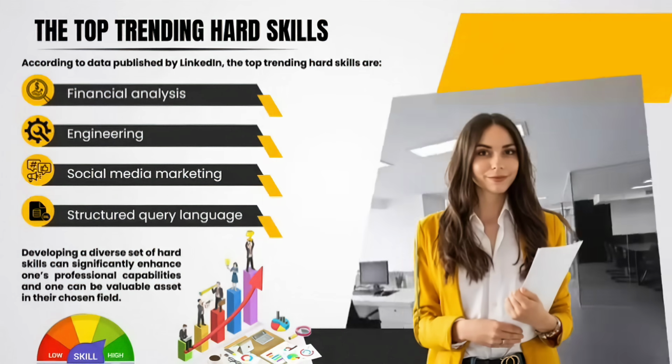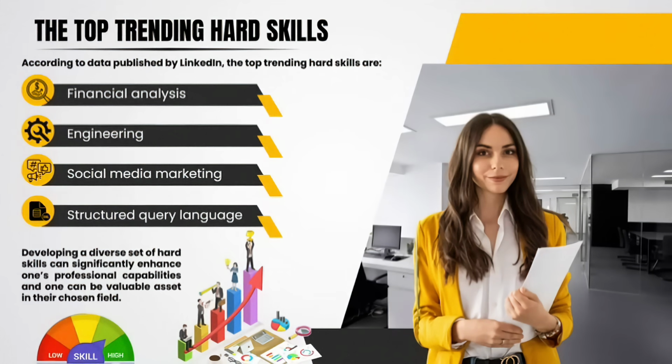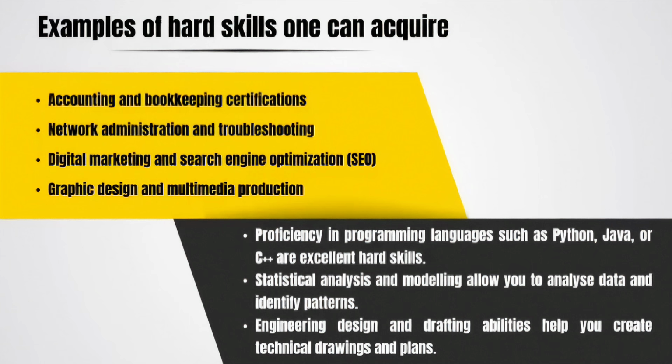So when we talk about training in hard skills, try to keep an eye on the market, try to understand which skills are trending, and then accordingly take a call so that you also become a master in those hard skills. Now let us also have examples of hard skills one should acquire. For example, somebody from an accounts background can go for accounting and bookkeeping certification. Someone with a technical background can go for network administration and troubleshooting.